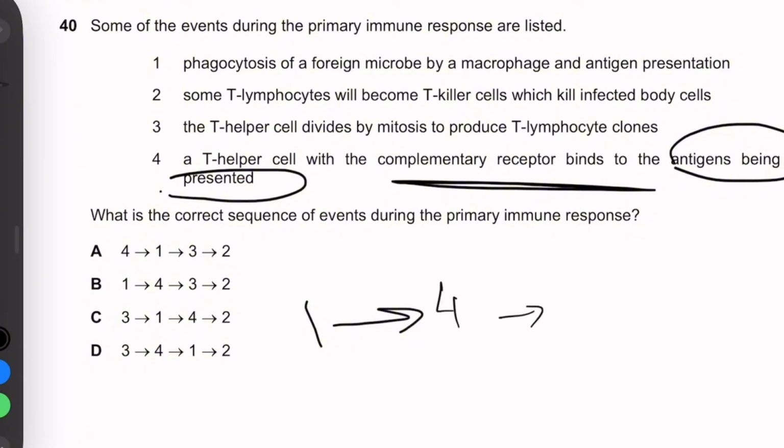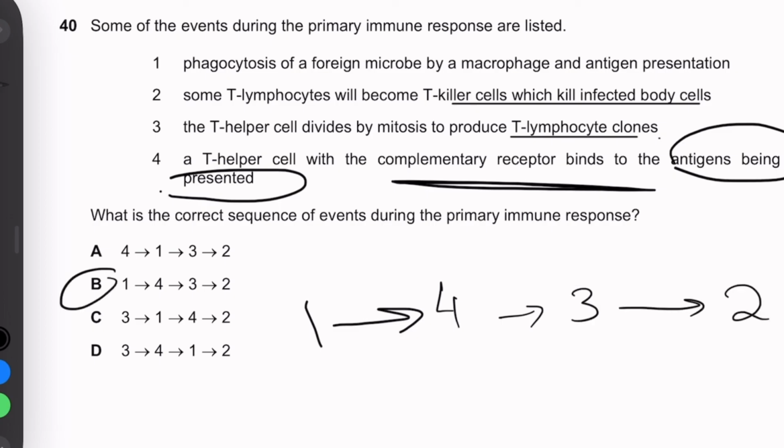Now between 3 and 2, what happens in 3 is that the helper T lymphocyte divides by mitosis to produce T lymphocyte clones, and then some T lymphocytes will become T killer cells and kill infected body cells. Yes, well, I would assume that here the divide by mitosis produces these clones, and then some of these clones will signal or help develop the T killer cells. So it will be 3 and then 2, so that would be B, and that's it.